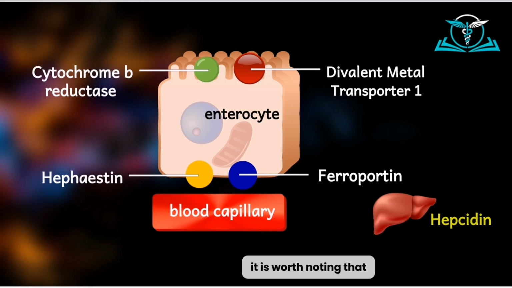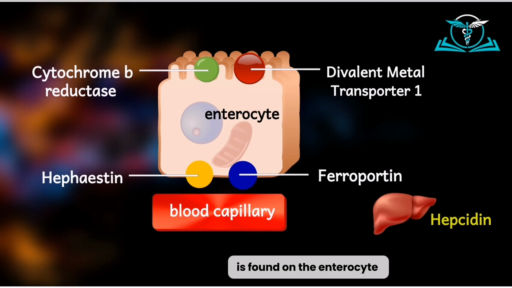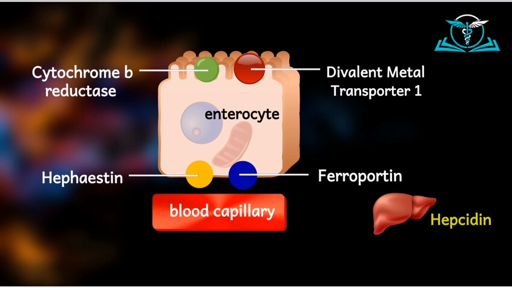It is worth noting that although I have demonstrated that ferroportin is found on the enterocyte, it is also found in various cells, including macrophages and splenic cells as well. And so, whenever these cells contain iron and they want to release it back into circulation, depending on the liver's production of hepcidin, their ferroportins can also be inhibited to regulate the amount of iron in the blood. Please take note of this, because we will look at its importance when we are discussing anemia of chronic disease, which is basically a chronic inflammatory state.